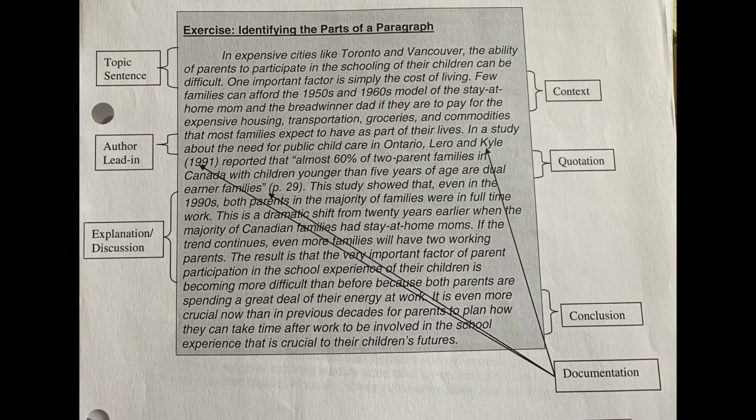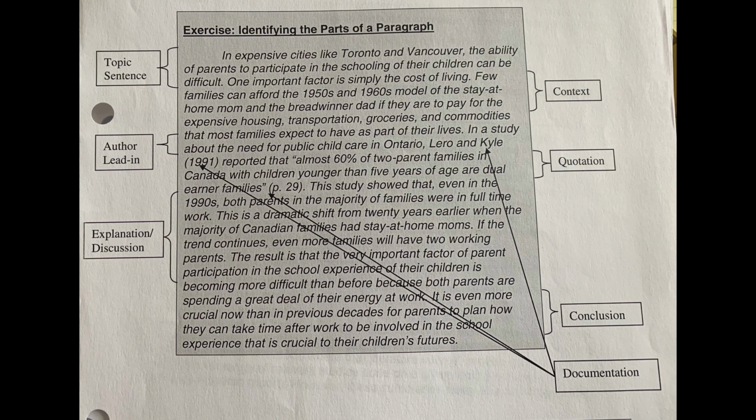Now, all of that so far is the writer, the actual student, or the person who is writing. Now we're going to talk about integrating the source. So let's continue. In a study about the need for public child care in Ontario, Lyra and Kyle, 1991, reported that, "almost 60% of two-parent families in Canada with children younger than 5 years of age are dual earner families." Page 29.